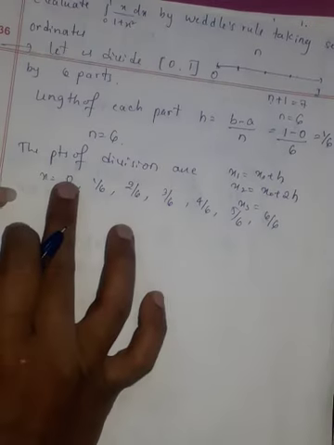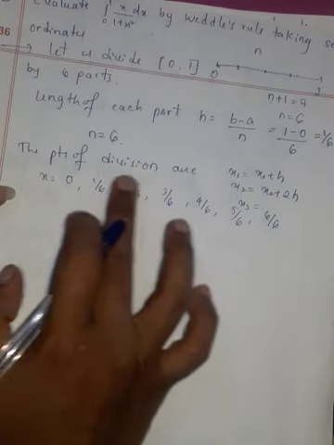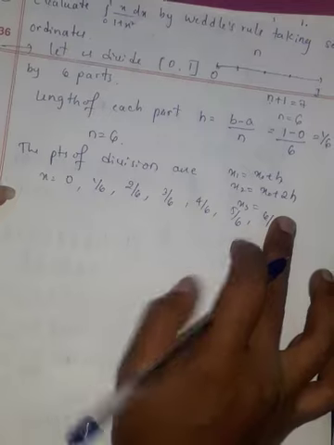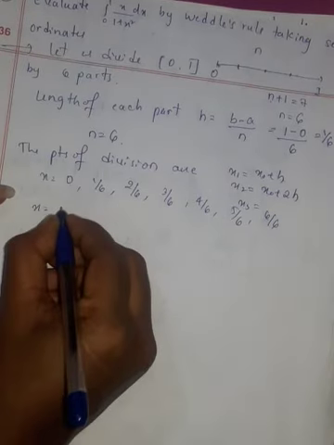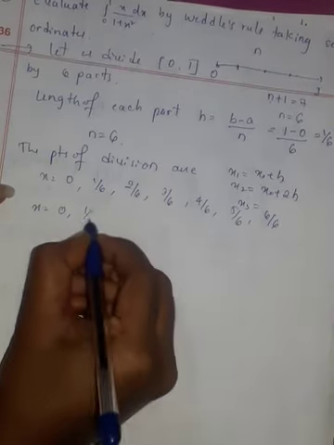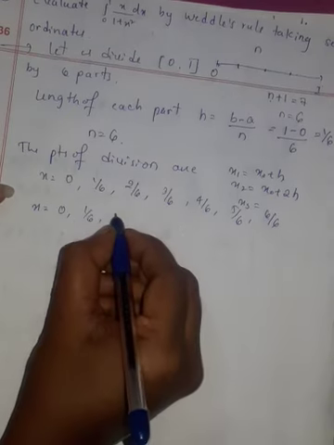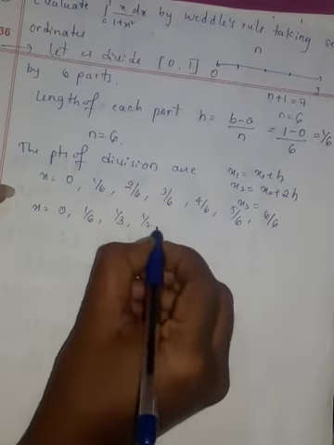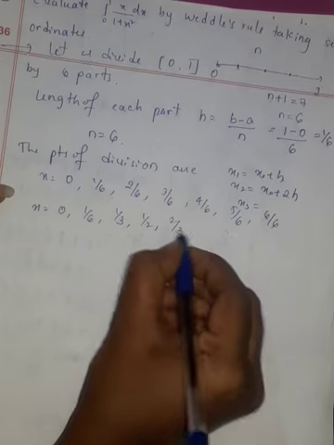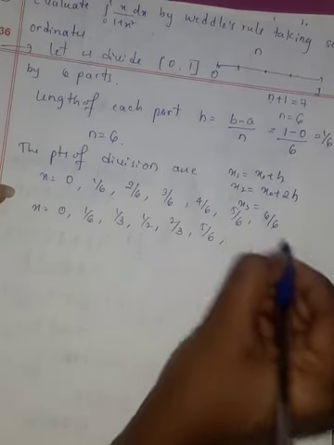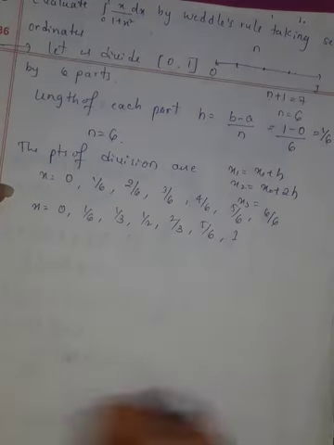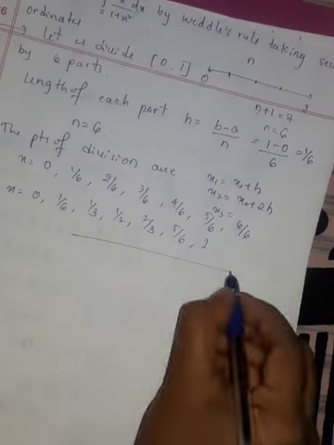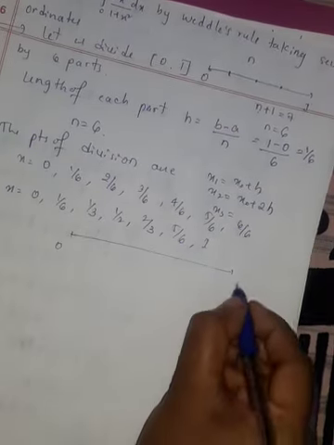You can see here 7 ordinates: 1, 2, 3, 4, 5, 6, 7 ordinates. Let us simplify this one. x is equal to 0, 1 by 6, 2 by 6 is 1 by 3, 3 by 6 is 1 by 2, 4 by 6 is 2 by 3, 5 by 6, 6 by 6 is 1. So our interval is this one, 0 to 1.